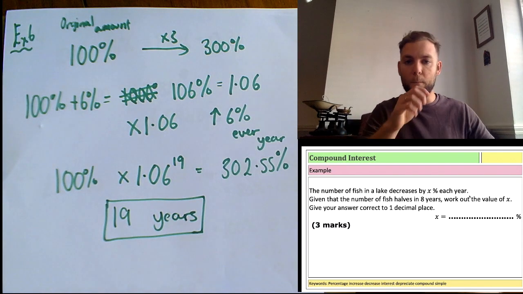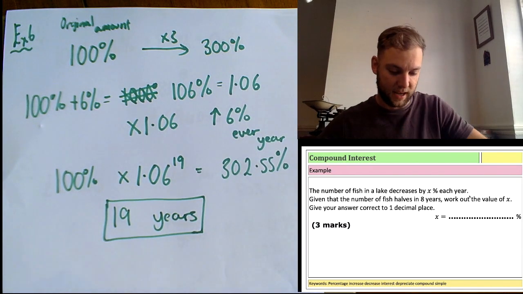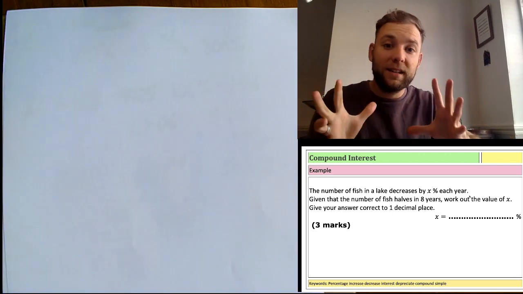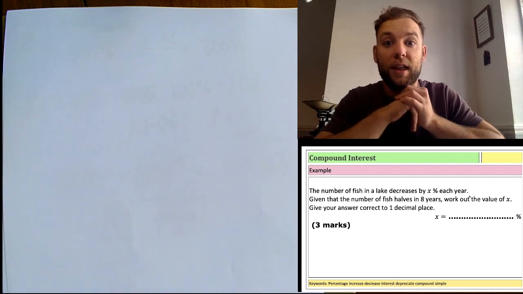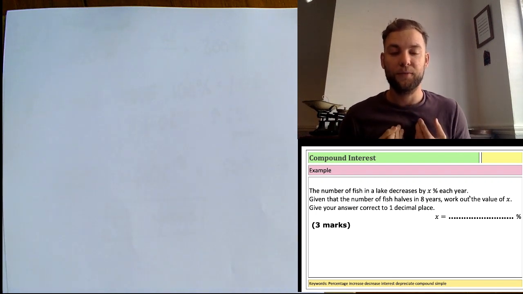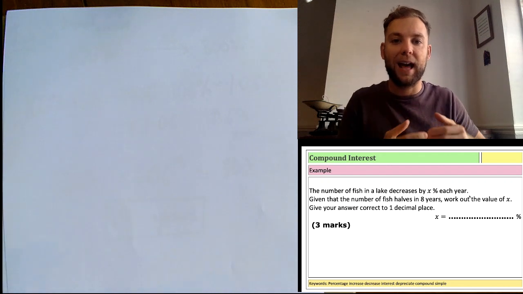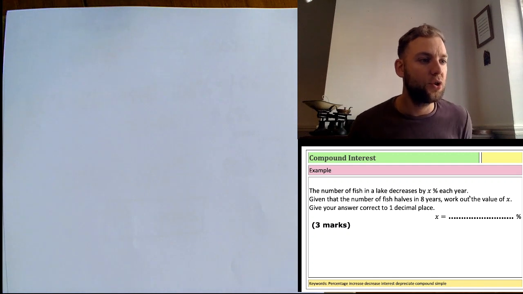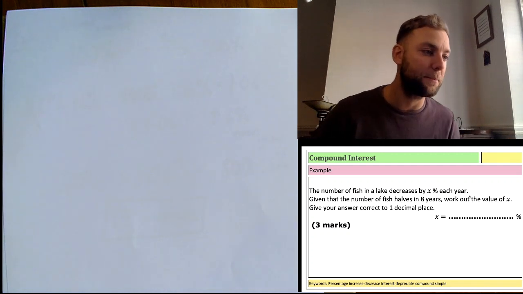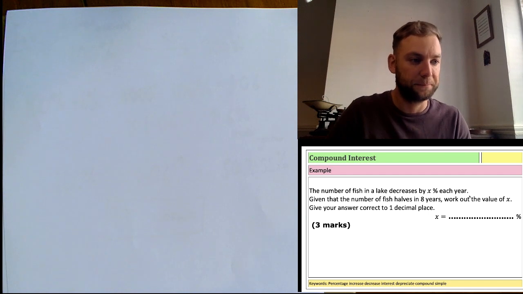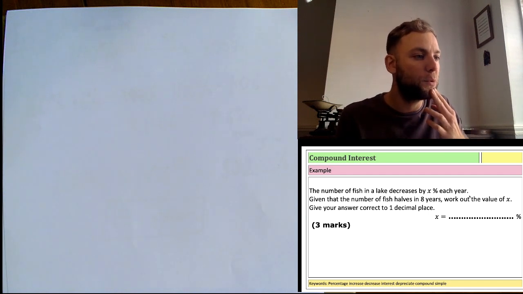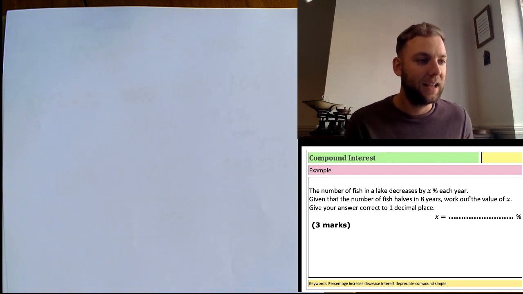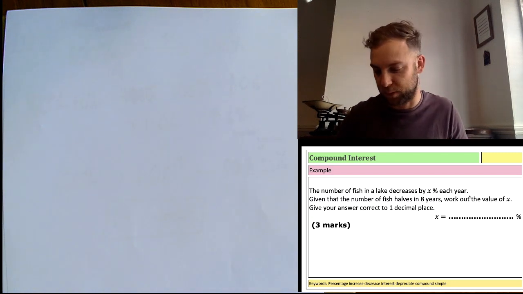So we've got one more question, and this is the trickiest question on here today. This one is quite tricky. It's all about, instead of just putting into an equation and working it out, what we're doing is we're putting in and working backwards, and that's what we're doing with this question here. So the number of fish in a lake decreases by x% each year. Given that the number of fish halves in 8 years, work out the value of x. Give your answer correct to one decimal place.